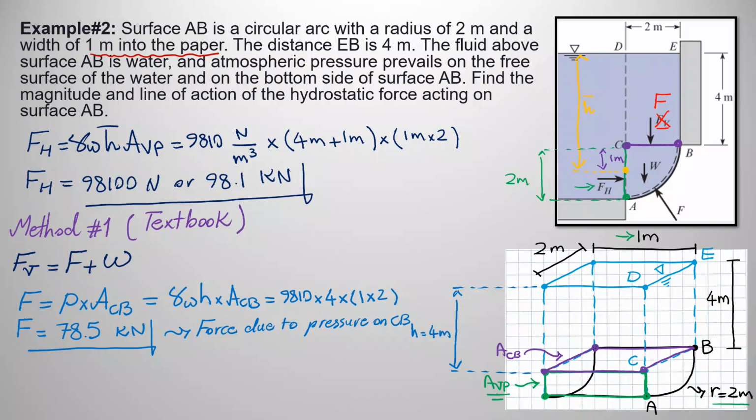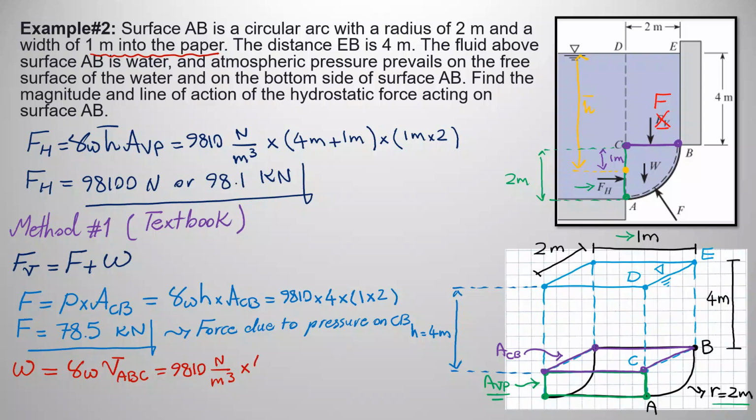The next thing that we need to calculate is W. W is the weight on top of the curve AB. Basically, the weight of the water on top of the quadrant, right? It's really easy to calculate. You just need to know the gamma of water times volume of ABC. Gamma of water is 9,810. Volume of ABC would be area of ABC times width, which is 1 meter into the paper.